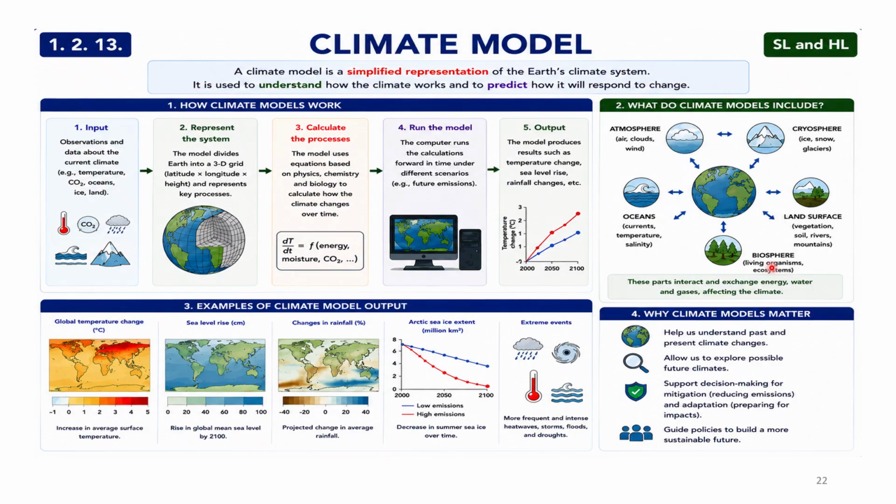For example, increasing atmospheric carbon dioxide can warm the oceans, accelerate glacier melting, and raise sea levels. These predictions help governments design mitigation strategies to reduce emissions, develop adaptation plans for future climate risks, and make informed environmental policy decisions for a more sustainable future.